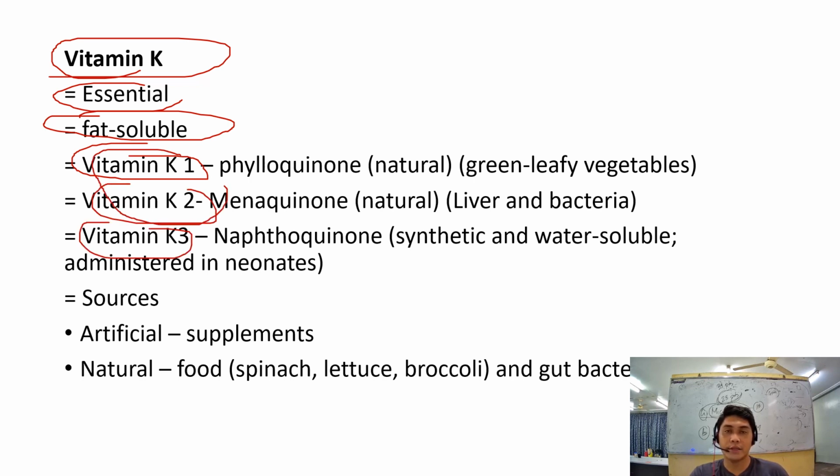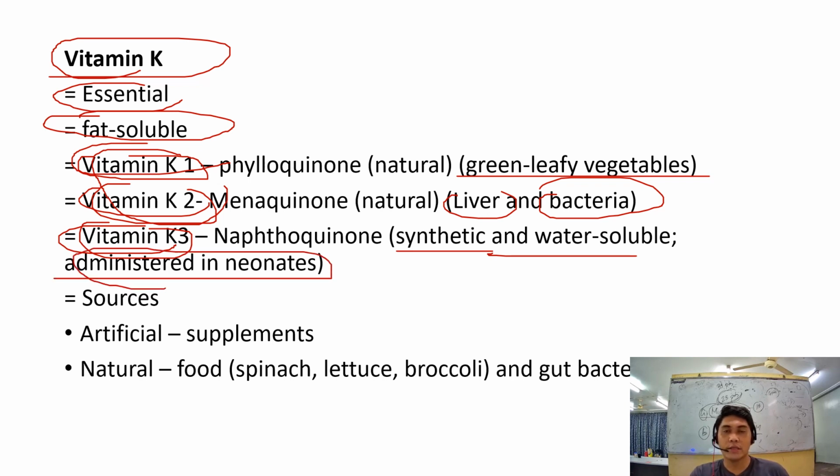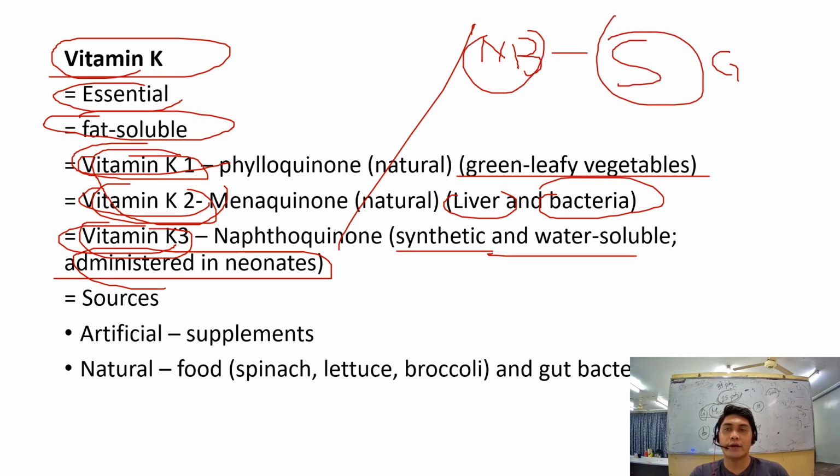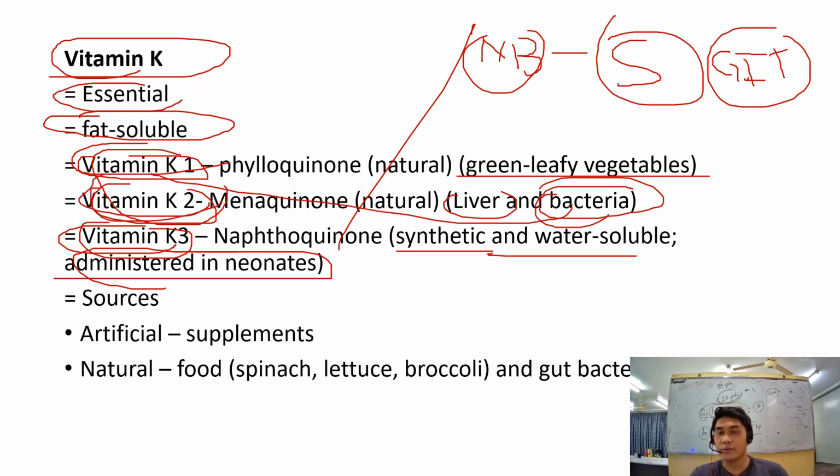K1 and K2 are natural. So source of K1, you have green leafy vegetables. Vitamin K2, you have liver and bacteria or the normal flora in your intestine. So it produces vitamin K2. Okay. Vitamin K3, it's synthetic and it's water soluble and it's usually administered in neonates. So the purpose of this one, since newborns have sterile gastrointestinal tract, there's no bacteria in their gastrointestinal tract that is capable of producing vitamin K2. So to supplement that one, or to solve that problem, you need to administer vitamin K3.